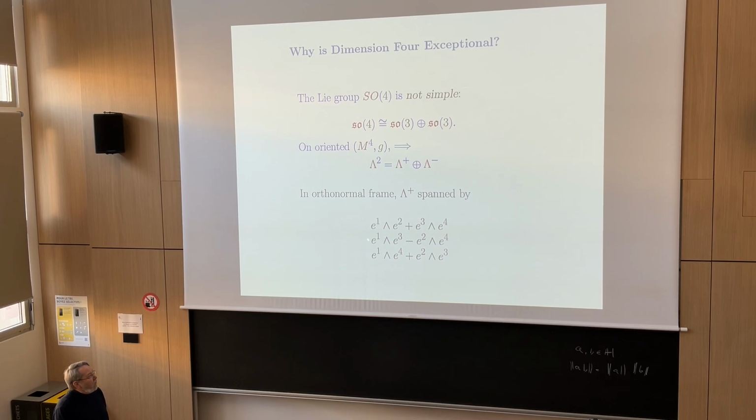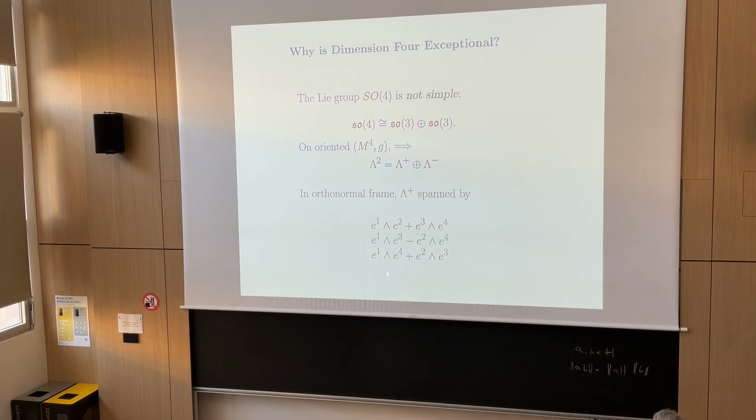Another example would be E1 wedge E3 has Hodge star minus E2 wedge E4, and if you're curious about the sign, the point is that if you wedge this with that, you get the volume form E1 wedge E2 wedge E3 wedge E4. So here it's a minus sign because when you wedge this with that, and you want to get E1 wedge E2 wedge E3, there has to be a minus sign here. Okay? So here I've written down 3 examples of self-dual 2 forms relative to an orthonormal frame.